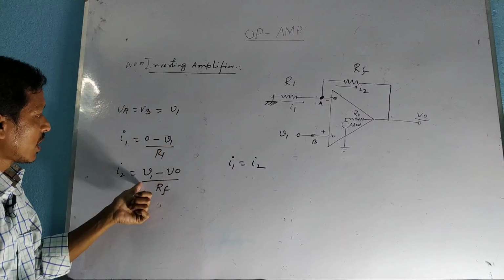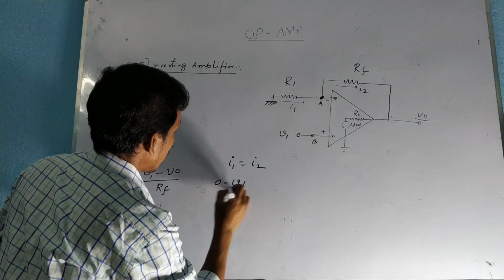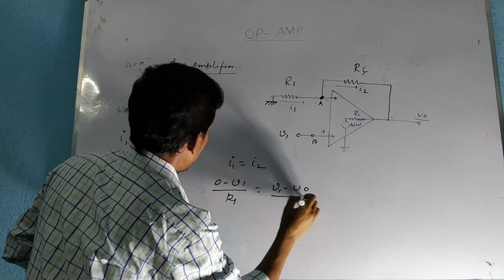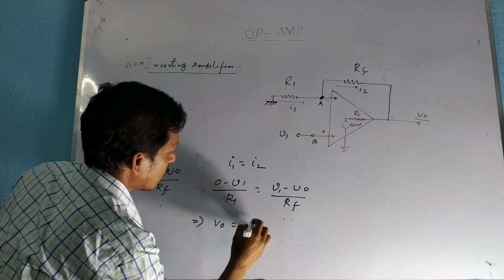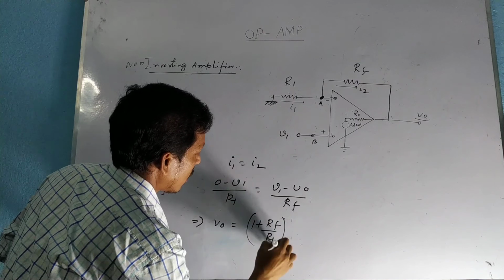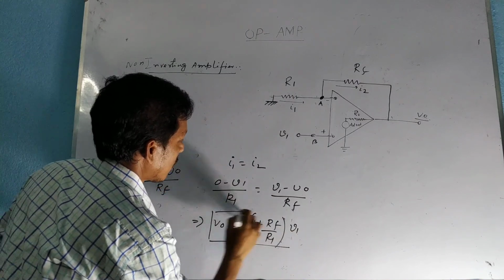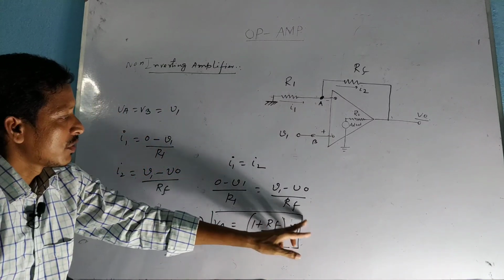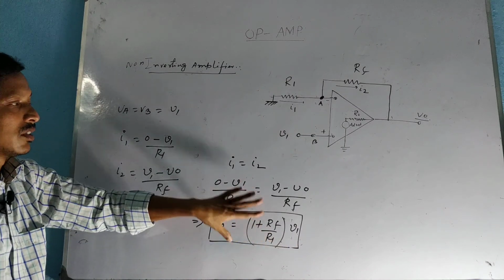Substituting the values of I1 and I2, we get 0 minus V1 by R1 equals V1 minus V0 by RF, or V0 is equal to 1 plus RF by R1 into V1. This is the expression for the non-inverting amplifier. So there is no phase difference between the input and output. So it is called the non-inverting amplifier.